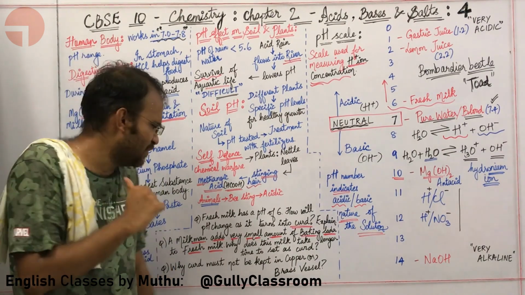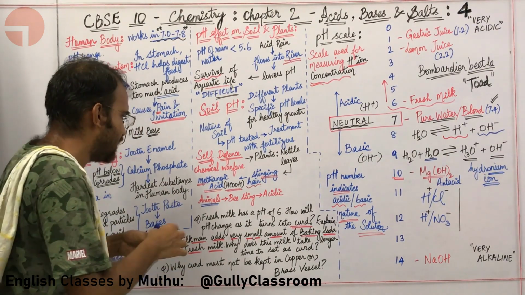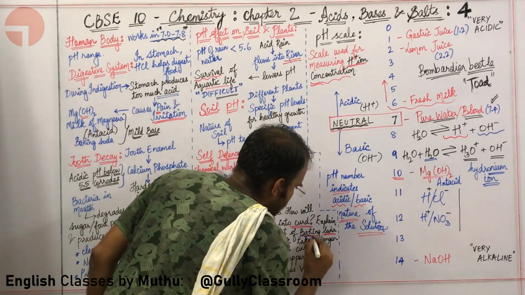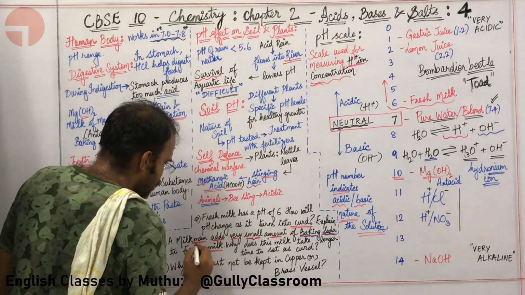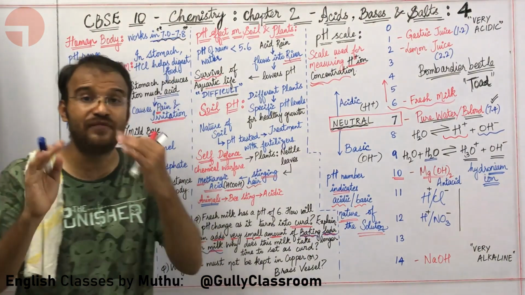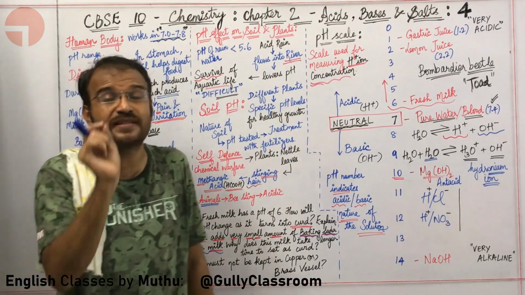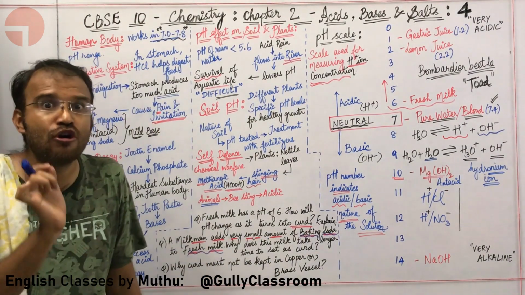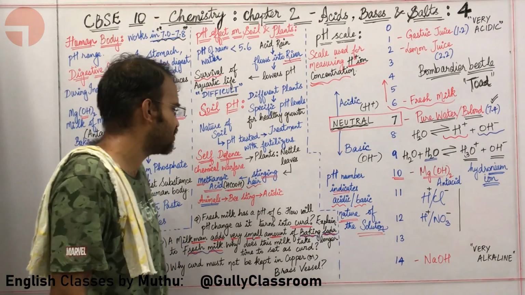Which is a mild base? A very good mild base is baking soda. So if you add a very small amount of baking soda to fresh milk, what will happen? This baking soda will slow down the process of fermentation.